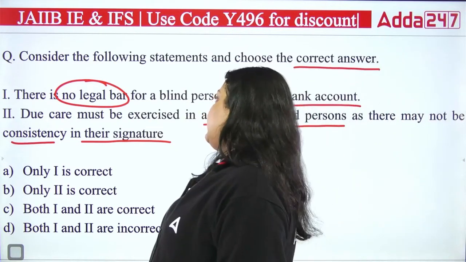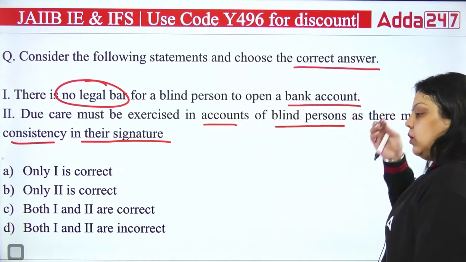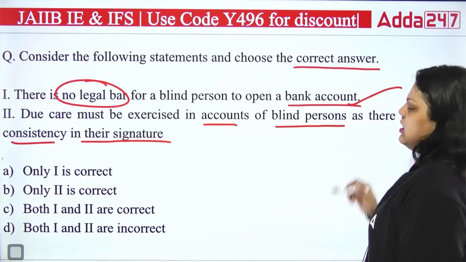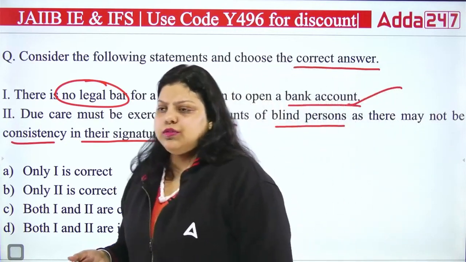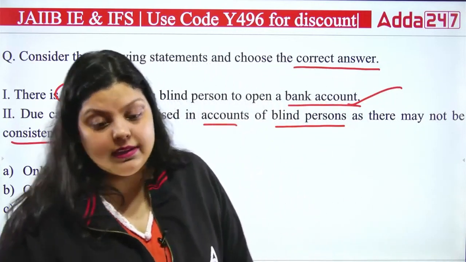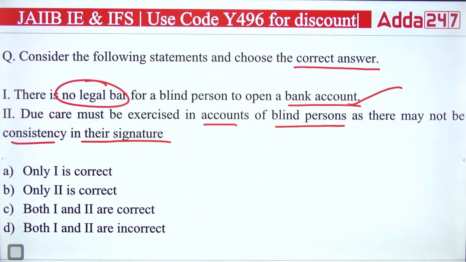So there is no legal bar for a blind person to open a bank account. Is it true? Yes, obviously it's true. Any person can open the account if the person is illiterate, blind, etc. They can have an account. So the first is correct.